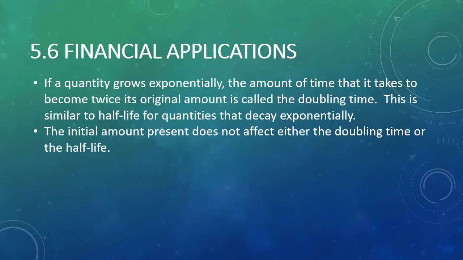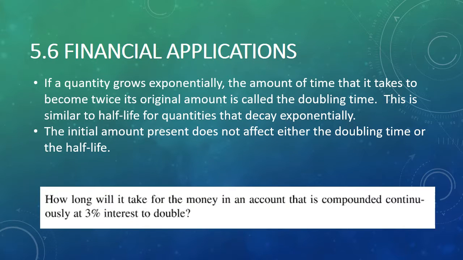The amount we're going to have is going to be 2 times the initial amount. So how long will it take the money in an account to double if it's compounded continuously at 3% interest? Again, use the same principle we used with the half-life, but instead of 1/2, use 2. Pause the recording, give this a try, and resume to check your answer.